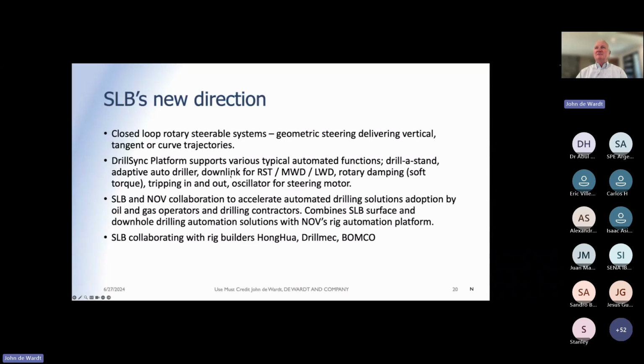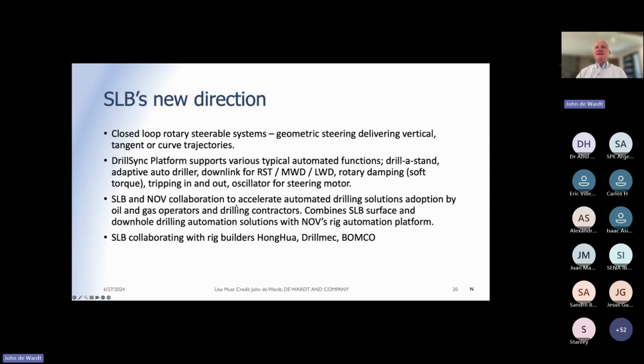And downlinking, important one is to get the downlinks correct and automated. So you got the rotary steerable, MWD, LWD. Soft torque, which a lot of people have been using for many years. Tripping in and out, and then oscillator for steering the motor. So their system for steering motors downhole.